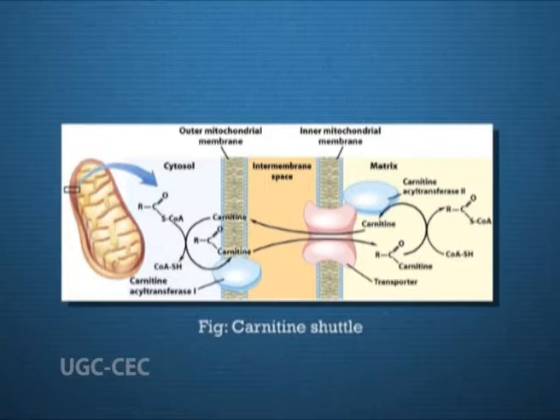in the outer membrane. The fatty acyl carnitine ester then enters the matrix by facilitated diffusion through the acyl carnitine transporter of the inner mitochondrial membrane.